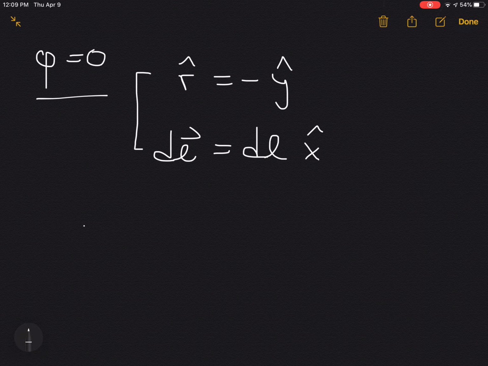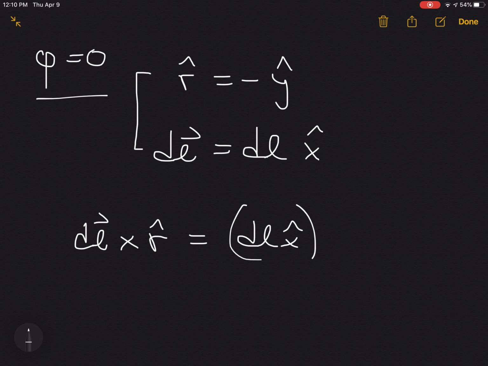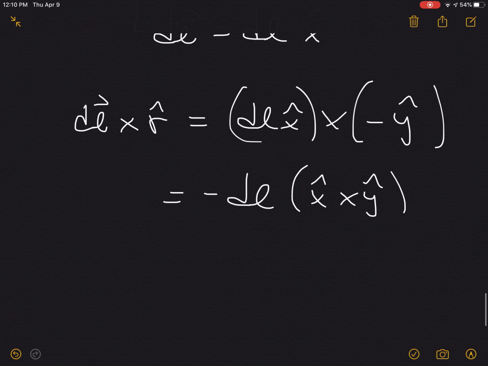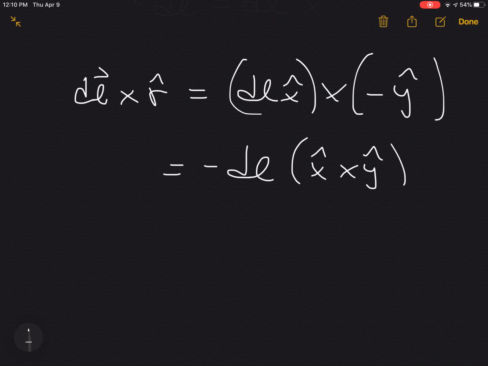And if you computed dl cross r hat because we wanted to compute the law of Biot-Savart, then what you would get is, in this one specific case, we're actually going to do it out more generally because I think that's a good exercise. We are going to do dl x hat crossed with minus y hat. This is minus dl x cross y. X cross y, you astute viewers will remember, is just z hat. So this is minus dl in the z hat direction.